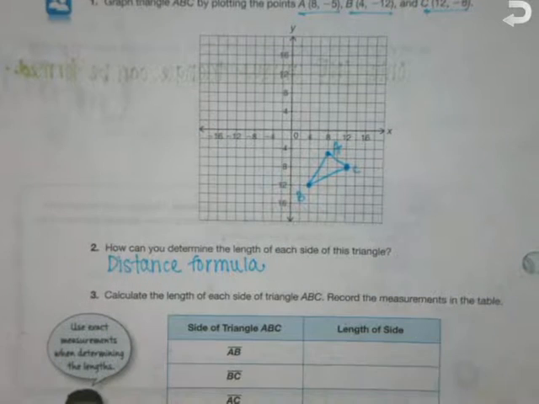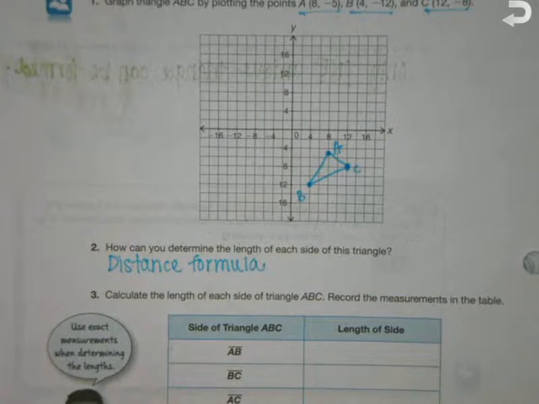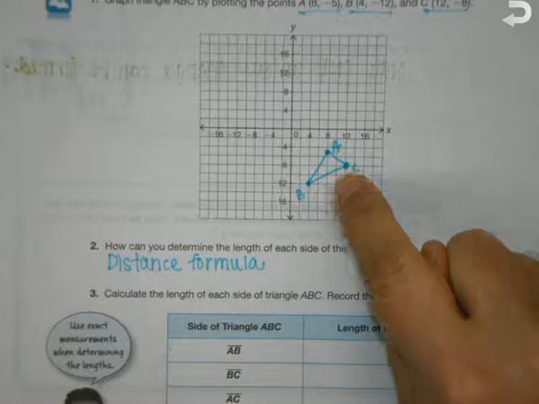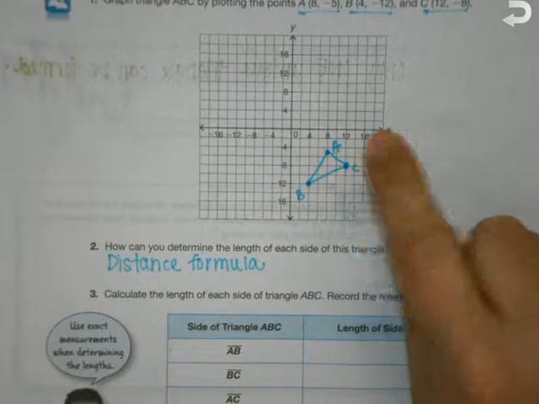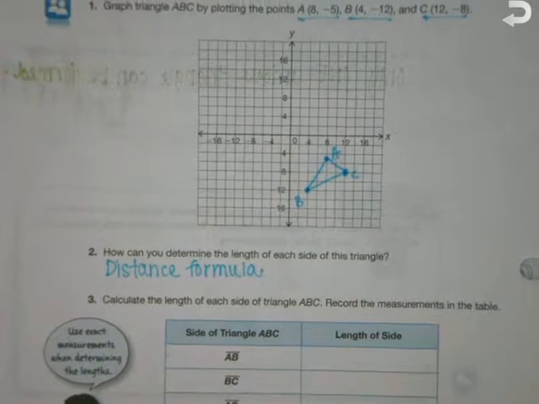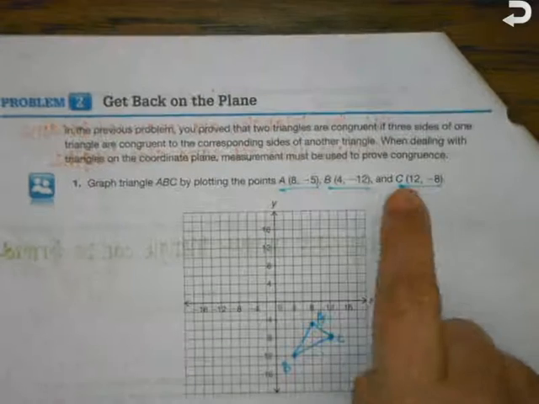Okay, so we're going to have to use distance formula to find the length between AB, to find the length between BC, and then to find the length between AC. So that's what we're going to do. I give you the points up at the top, so those are the points we're going to use.